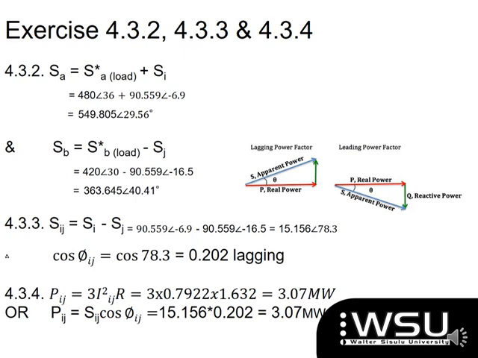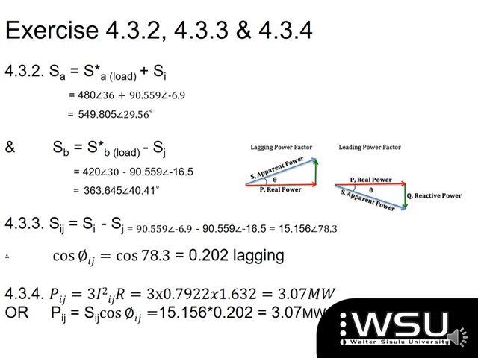Then I can work out what my SA total is. I call it total, although it's just written as SA, so that we understand holistically, which is my SA load plus my SI. And I do the addition, then my SB becomes my SB load minus my SJ. And then I'm able to calculate what that one is as well. So this time around, where before they asked us the power loss, they're now asking us our Sij. So it simply becomes Si minus Sj, and I can get what that is going to be.